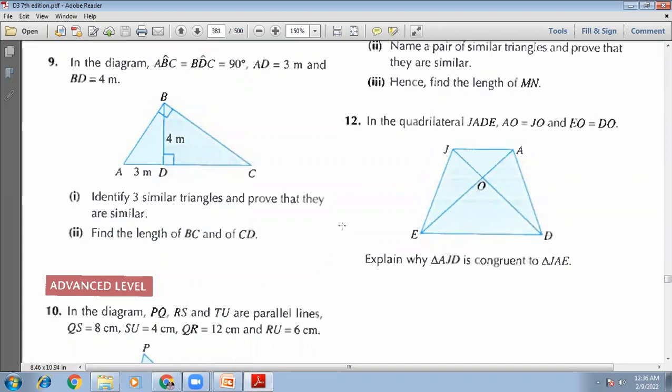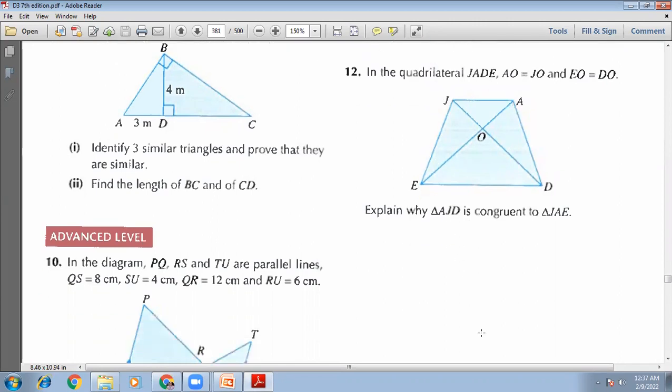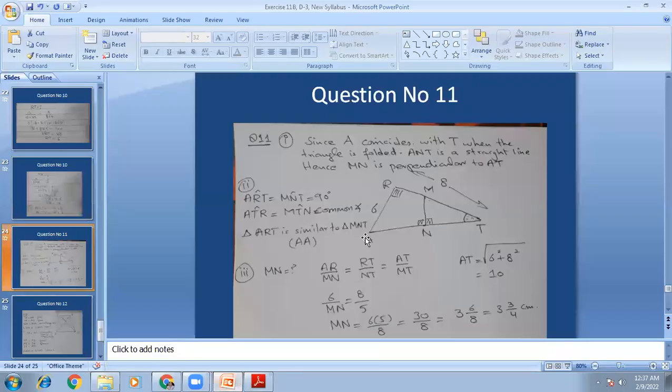So in the quadrilateral JADE, AO is equal to JO. So this side is equal to this side. AO, JO, they are equal. EO and DO, they are equal. So this side and this side are equal. So basically JD will be equal to AE. Explain why triangle AJD and JAE are congruent. We have to prove that these two triangles are congruent. Very simple, straightforward question.